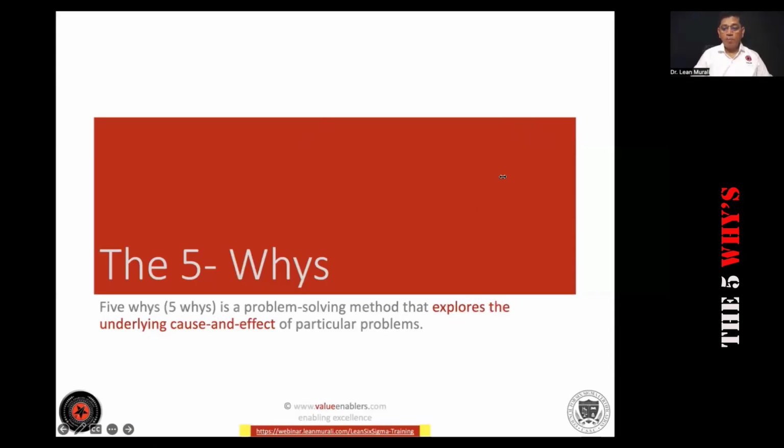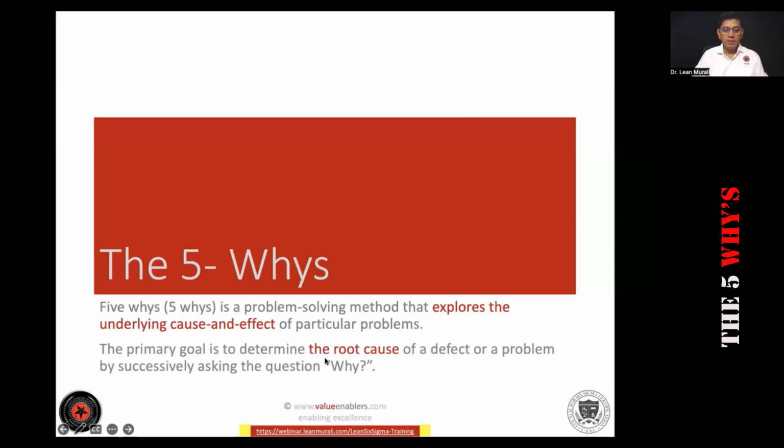The 5 whys is a problem solving method that explores the underlying cause and effect. All of you type CE in the chat box. CE, cause and effect. For every effect, there is a cause. Okay. If there is a problem, there must be a cause. A problem is an undesirable effect. Problem, there must be a cause. So the primary goal is to determine the root cause.